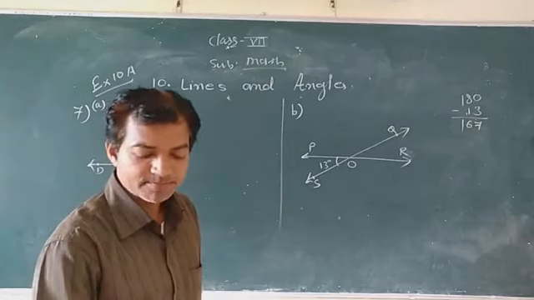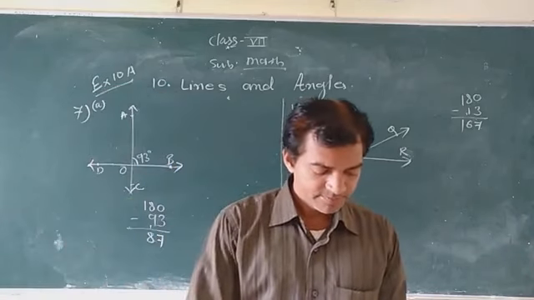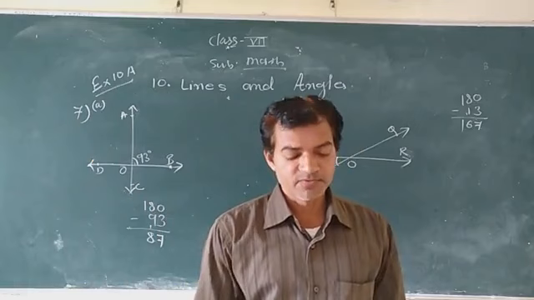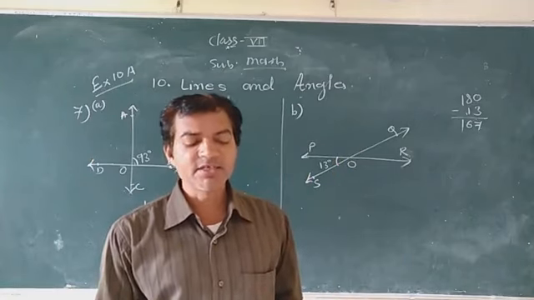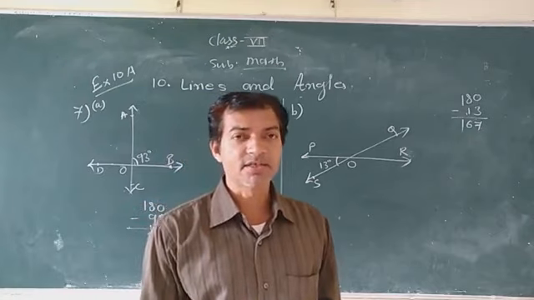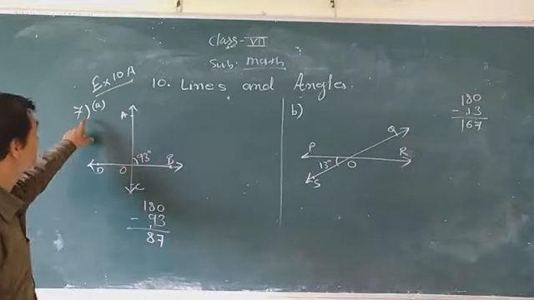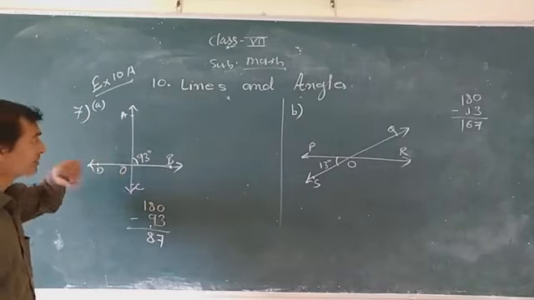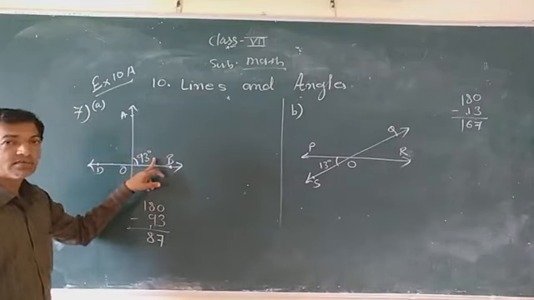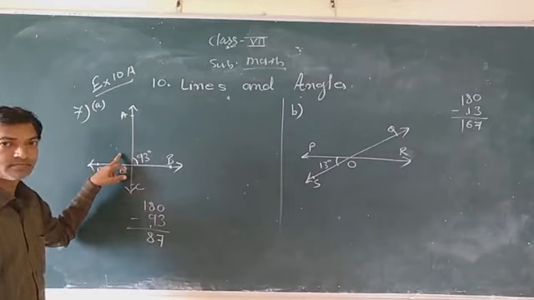Okay, so see here, exercise 7, question number 1. The measure of one angle is given in the following figure. Find all the other angles. If you observe question number 7a, first diagram, the measure of one angle is given. You have to find the measure of the other three angles, 1, 2, 3.